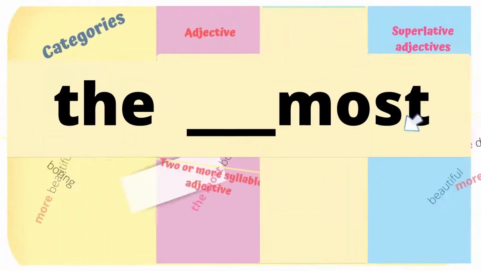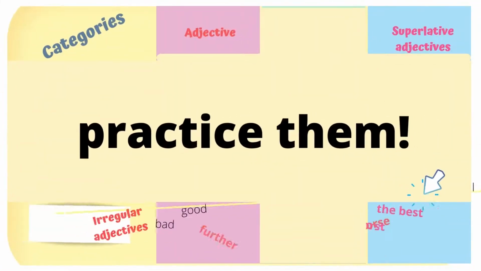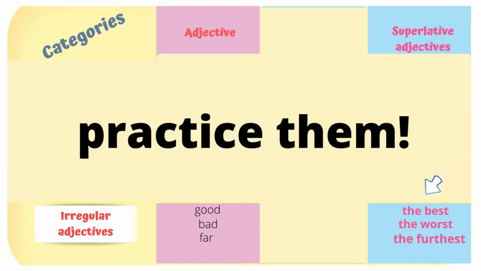For 2 or more syllables, for example, boring, we need to add the most: the most boring, the most beautiful. And for the irregular adjectives, good is the best, bad the worst, far the furthest.